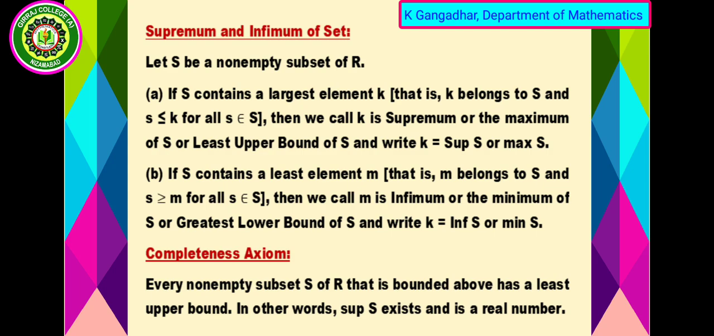So now here we define the completeness axiom. Completeness axiom: every non-empty subset S of real numbers that is bounded above has a least upper bound. In other words, the supremum of S exists and is a real number. So every non-empty subset of real numbers that is bounded above has a least upper bound. This is the completeness axiom, and it is satisfied by the real number system.